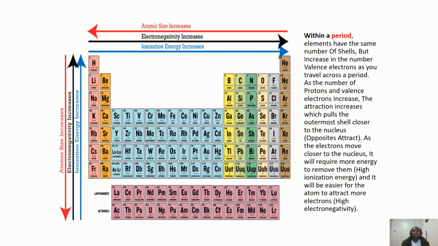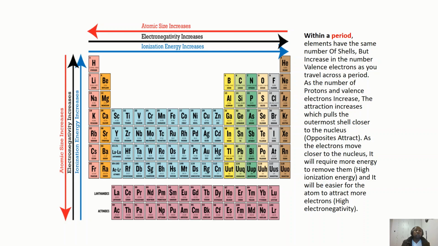Now, let's talk about the period. So within the period, elements have the same number of shells. Remember, for group, the reason why they belong to group 1, 2, or 3, or 4 is because they have the same number of electrons in the outermost shell. But for period, the elements have the same number of shells. The shells don't change.